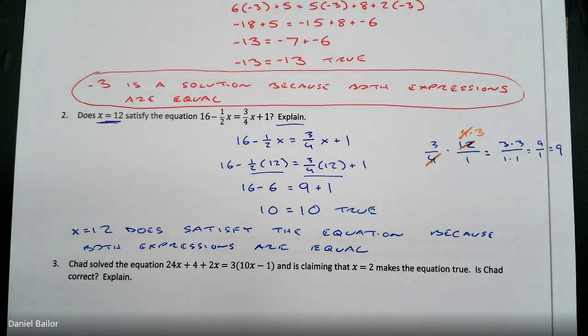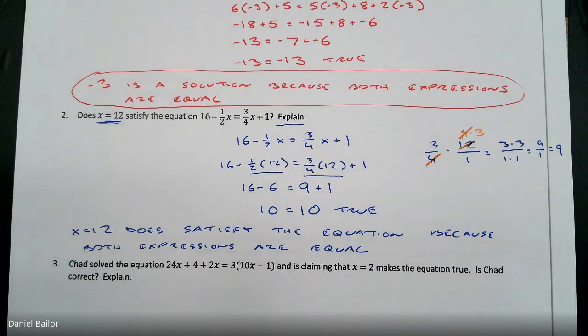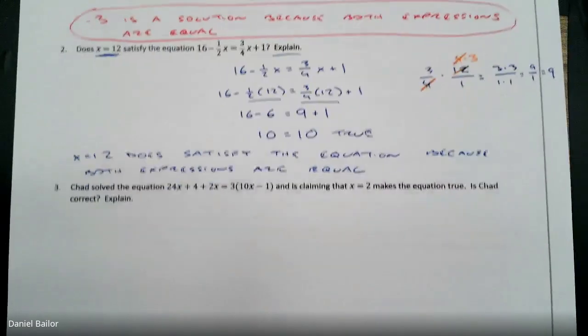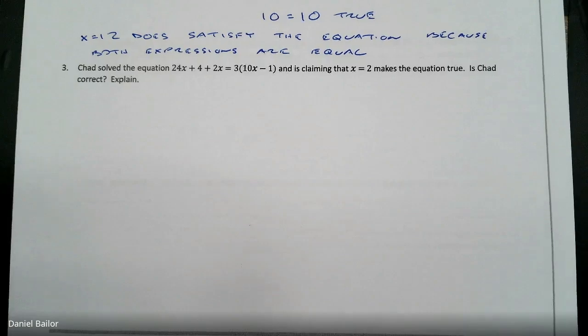So that's exact same thing for 1 and 2. Let's see, and we have a true, I'm hoping they give us a false soon, because that would make this lesson a little bit more interesting. Let's see if number 3 is one that is going to be not true. Number 3, Chad solved the equation 24x plus 4 plus 2x equals 3 times the quantity 10x minus 1, and is claiming that x equals 2 makes the equation true. Is Chad correct? First, I don't know if Chad's correct.